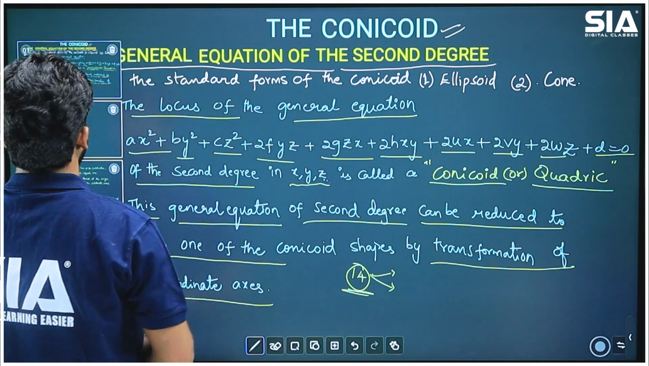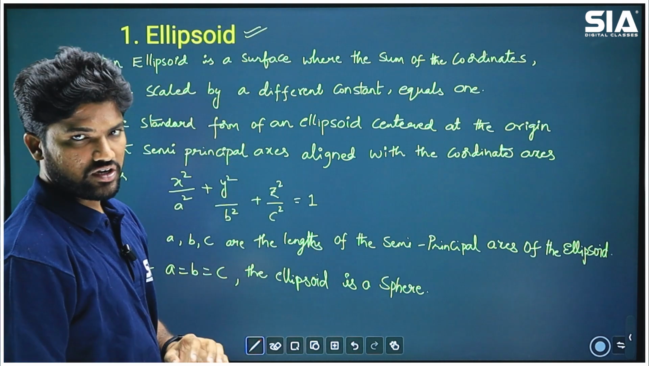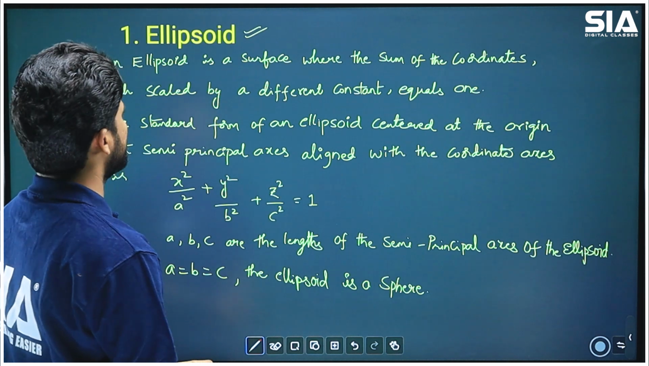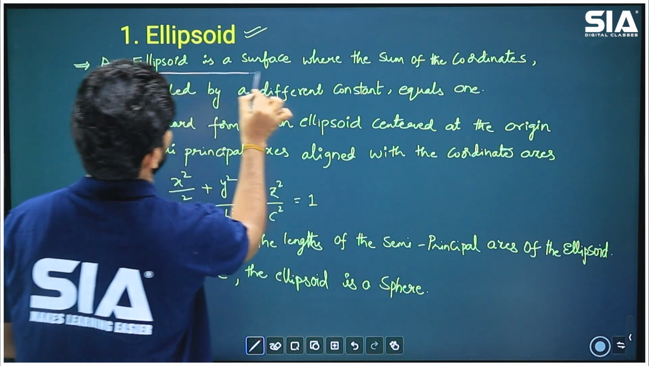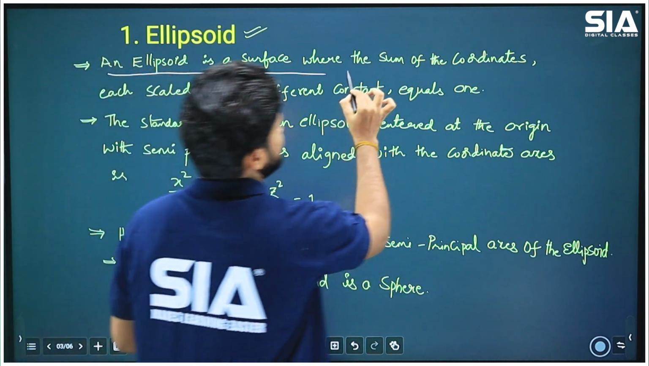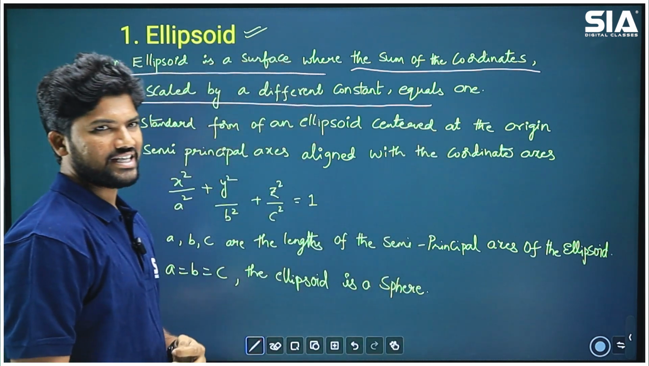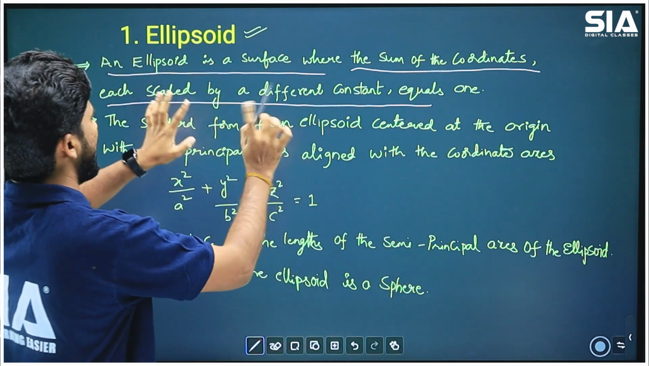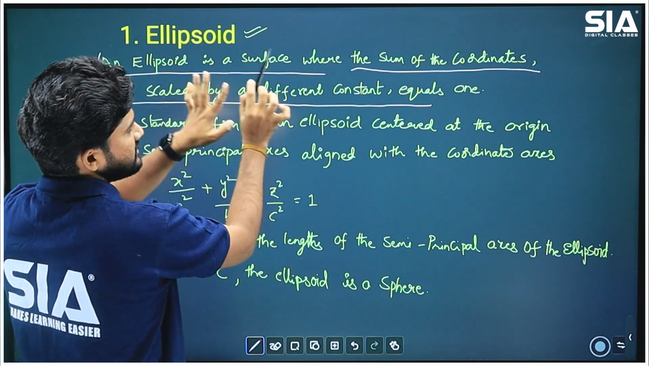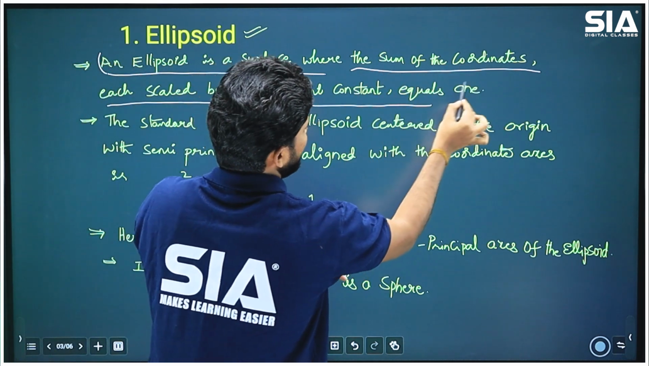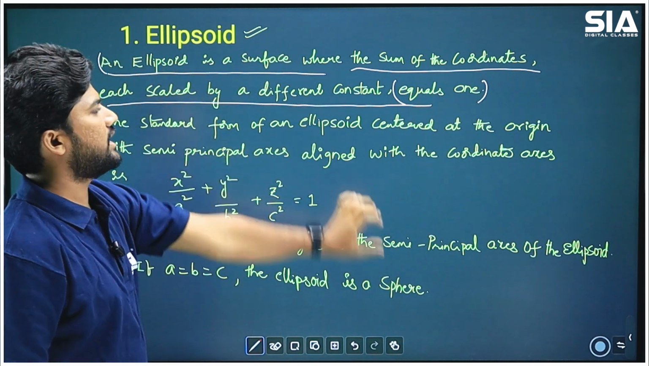Now next, the ellipsoid. Our first question is, we are now going to discuss the ellipsoid, the first conicoid. An ellipsoid is a surface where the sum of the coordinates, each scaled by a different constant, is equal to 1. You have to read this definition: the ellipsoid is a surface where the sum of the coordinates equals 1, each scaled by a different constant.